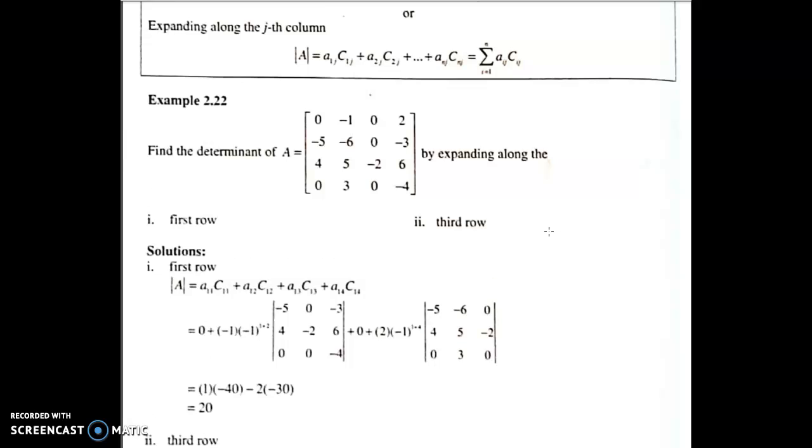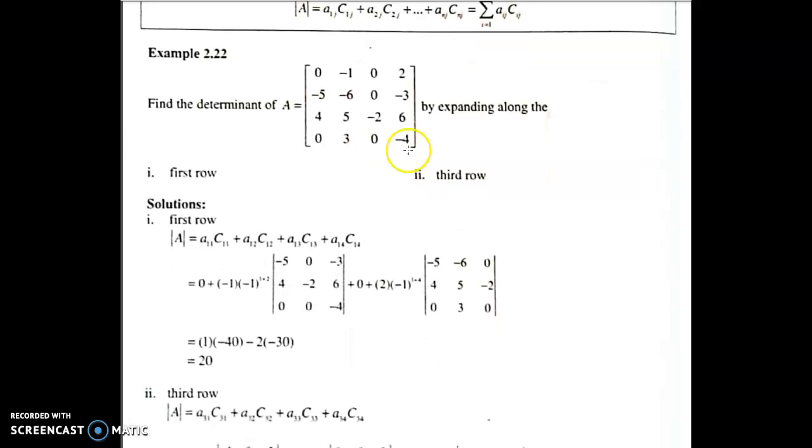Let's look at this example. For this one, find the determinant using the first row. The first row here is this one. As you can see, how we calculate the determinant for higher order using minor and cofactor is, first we need to find the minor and cofactor for each element of the first row here.